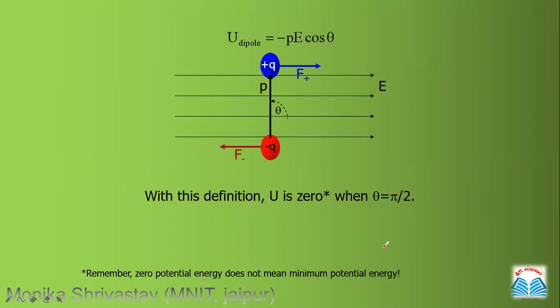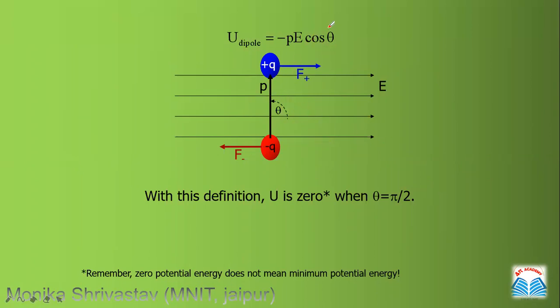Now you can see the orientation where theta is 90 degrees. We have rotated this dipole and it is now aligned perpendicular to the electric field lines. So we have theta equals 90 degrees here.